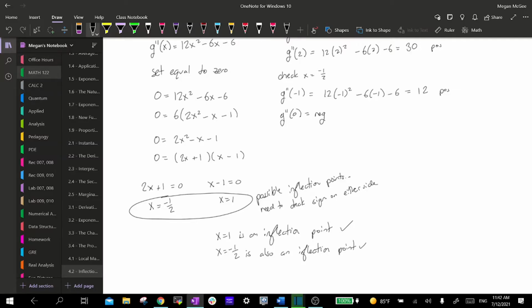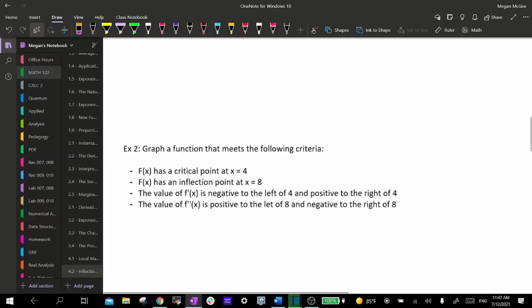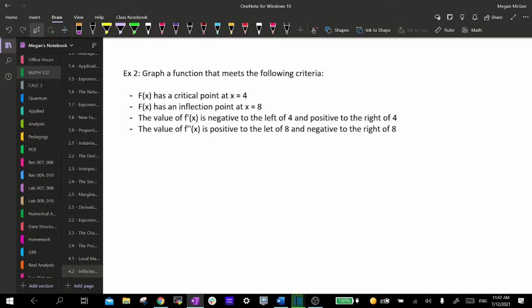Alright, and now we have completed that problem. So example 2 asks us to graph a function that meets the following criteria.